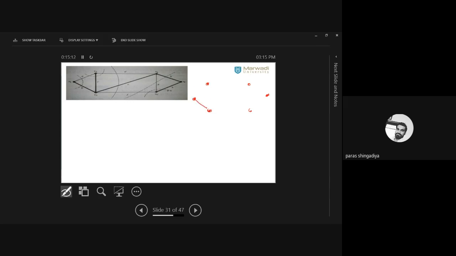I consider this edge in the spanning tree, and after this one, okay, this one, clear? I delete the 4 edges. Which 4 edges? A, D, F, and G. This I have deleted.